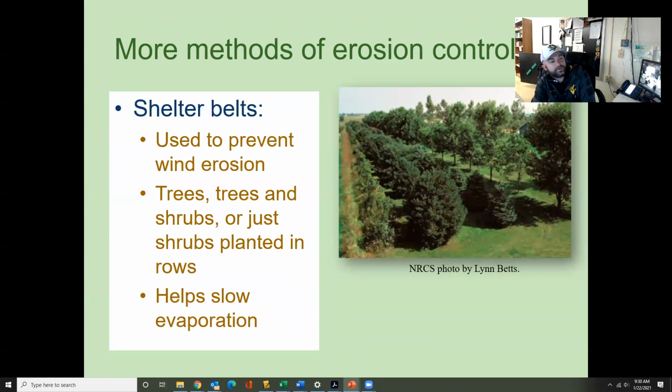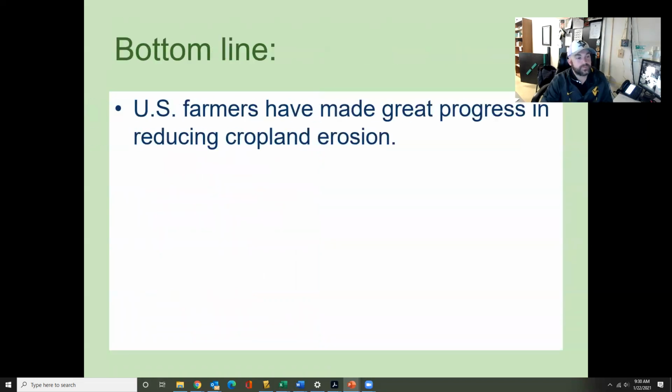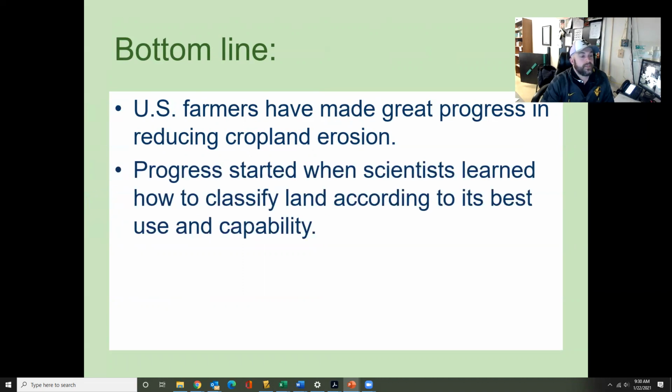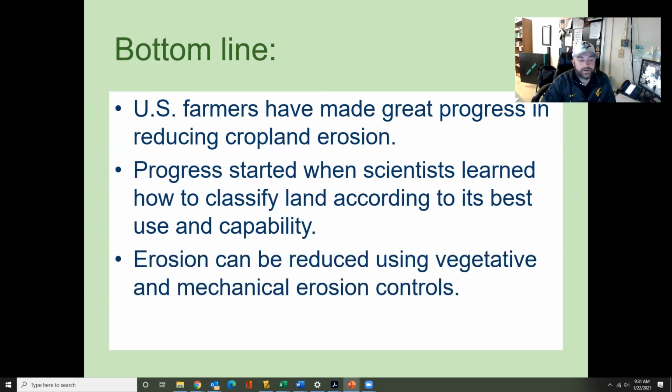So a couple more methods here. We have shelter belts used to prevent wind erosion, trees and shrubs, or just shrubs planted in a row. Helps with soil evaporation. At the bottom line, U.S. farmers have made great progress in reducing cropland erosion. Progress started when scientists learned how to classify land according to its best use and capability, and erosion can be reduced using vegetative and mechanical erosion controls.